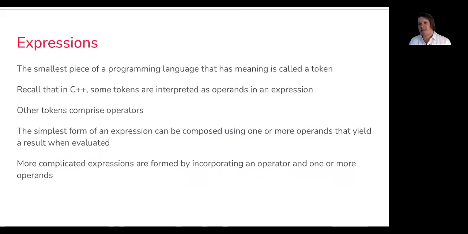So just to recap on some of the vocabulary that we introduced in lesson 1, the smallest piece of a programming language that has meaning, we're going to call that a token. Recall that in C++, some tokens are going to be interpreted as operands in an expression. Other tokens will comprise operators. The simplest form of an expression can be composed using one or more operands that yield a result when evaluated. We talked about literals, constants, and variables as achieving this end.